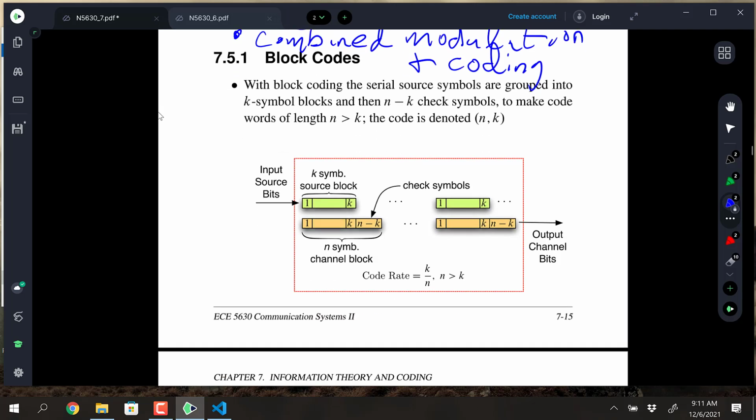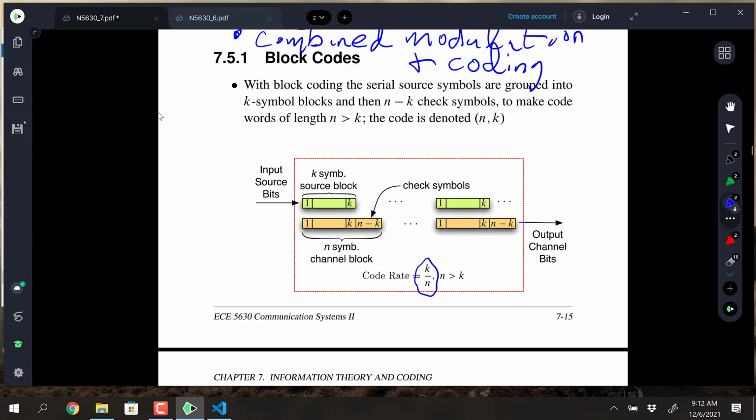So this is the definition of a generic block code. You group the serial source symbols into k symbol blocks, and then you have n minus k check symbols to make code words. The length n is greater than k, and the code is referred to as an (n,k) code. So n symbols are in the block, and k of them are source symbols. The other way of giving a measure of the code is the code rate, and that's k over n.